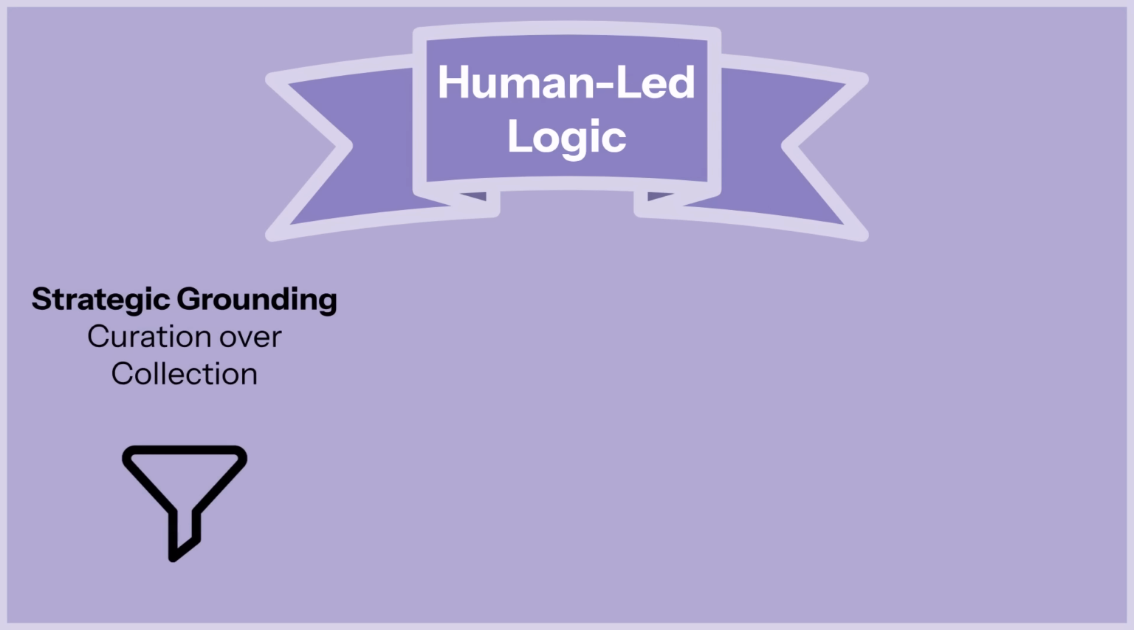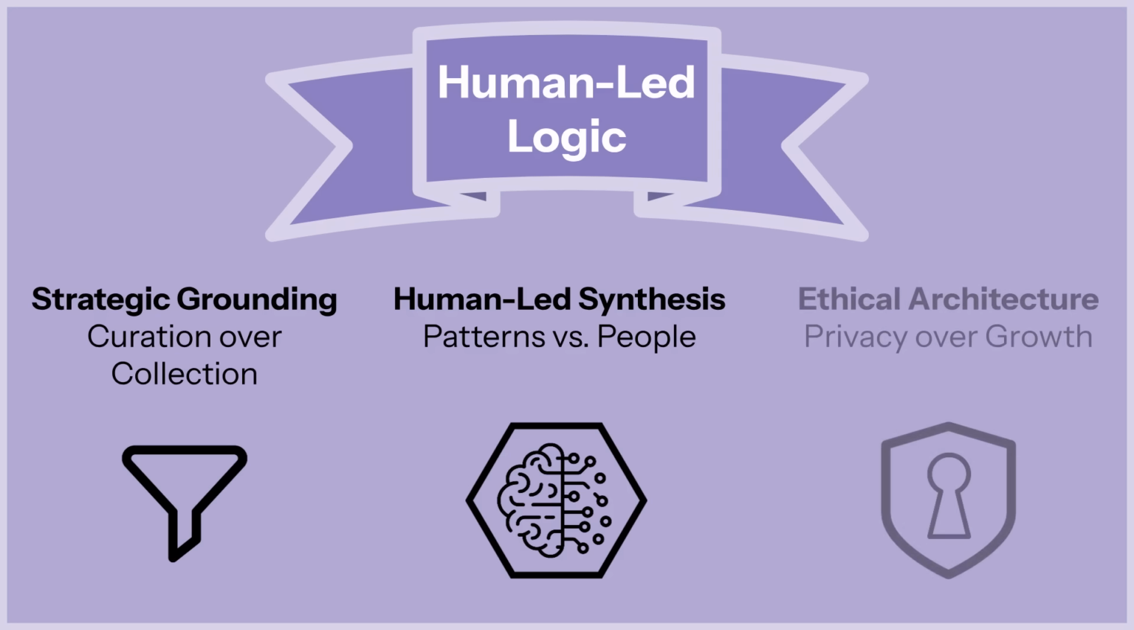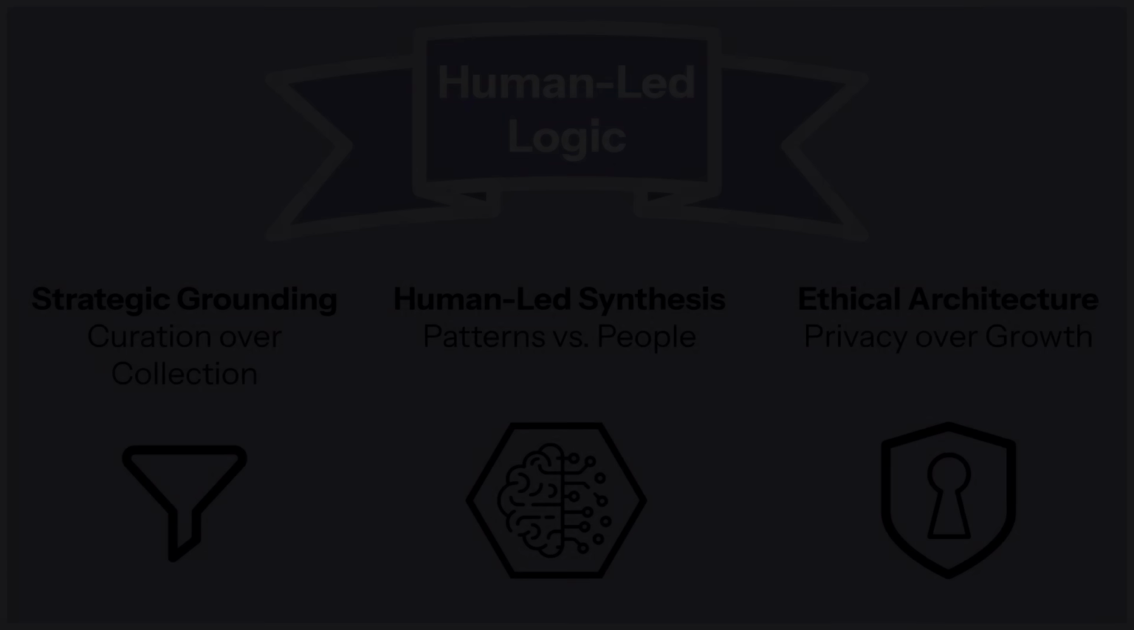You decide which sources are truth. The hub is only as smart as the documents you choose to feed it. Second, human-led synthesis. The hub sees the patterns, you see the people. You decide if the AI synthesis aligns with the lived reality of your school's culture. And thirdly, ethical architecture. You manage the privacy. As an architect, you ensure that institutional intelligence never compromises individual privacy.